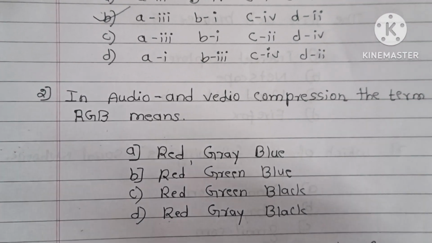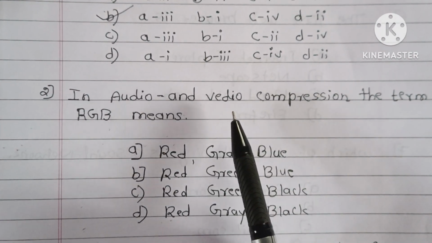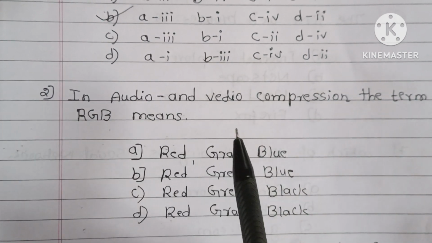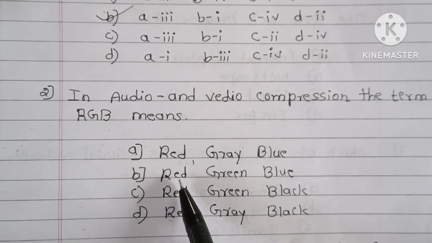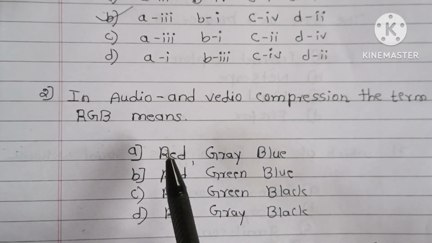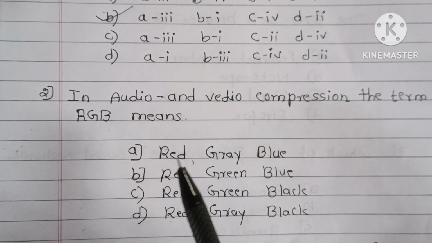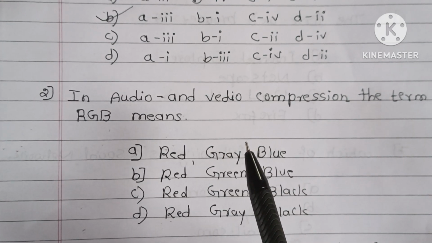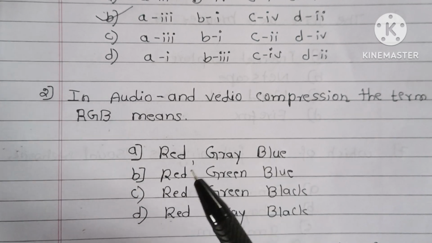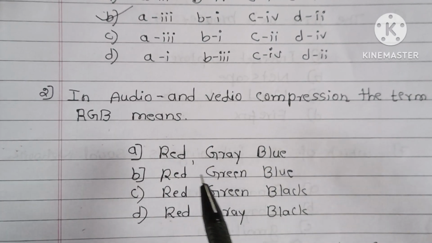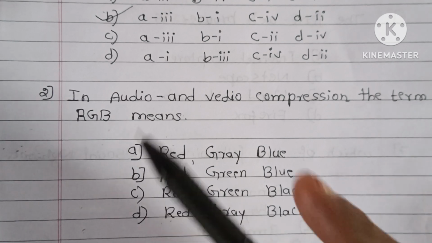Next, come to the second question. In audio and video compression, the term RGB means: red, grey, blue; red, green, blue; red, green, black; red, grey, black. The RGB format is often heard in the context of computer graphics. It is another name for the color scheme of red, green and blue. So option B is the right answer.